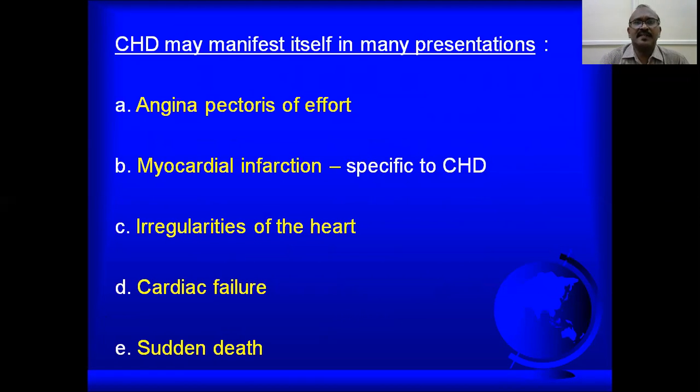This coronary heart disease may manifest in many conditions, like angina pectoris and effort, myocardial infarction, irregularities of the heart, cardiac failure, and sudden death. Myocardial infarction is specific to coronary heart disease. Angina pectoris of effort and sudden death are not specific to coronary heart disease. Rheumatic heart disease and cardiomyopathy create a lot of confusion as far as the diagnosis of coronary heart disease is concerned. So the most important of all is myocardial infarction, which is specific to coronary heart disease.